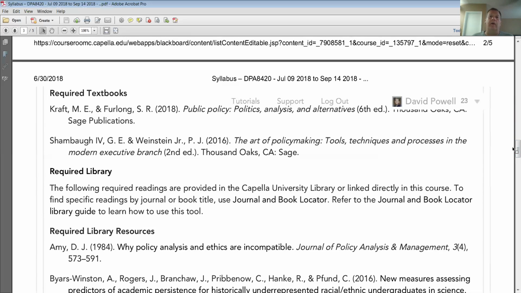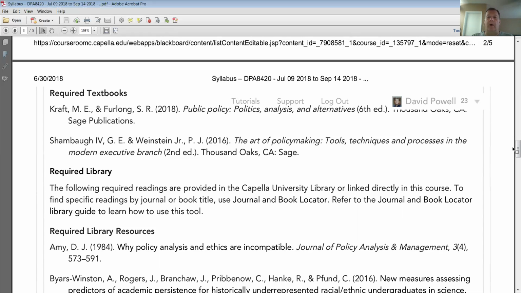In terms of your required textbooks, you have two of them. They're both very important, but the first one, the Craft and Furlong book, is a staple textbook in most policy analysis courses, at least at the master's and doctoral level, in the vast majority of public affairs programs across the country. So Craft and Furlong is a seminal, very basic textbook that regardless of where you take a policy analysis course, you're probably going to run into.